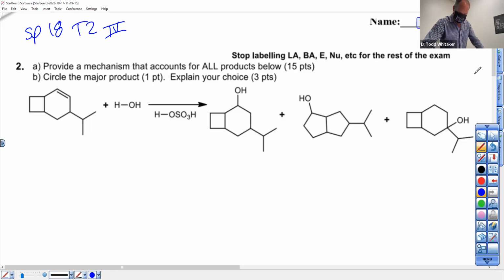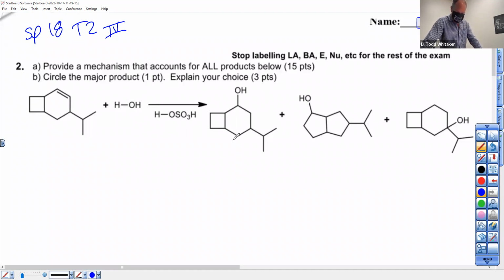The reason this is here, stop labeling LA, BA, E, and new. That's going to be question 1 on your test, where you do the labeling. And I want you to know for sure that you're not supposed to label anymore. So stop. Okay. All right. This is just the mechanism and the major product, and explaining your choice.